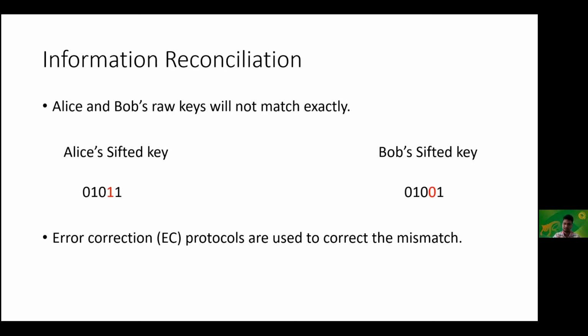Namely, you need to perform some kind of error correction protocol to correct the error. For example, here I have an example raw sifted key in Alice and Bob, and the red bits are mismatching. Alice has 1, Bob has 0 at this position, and they need to correct it.